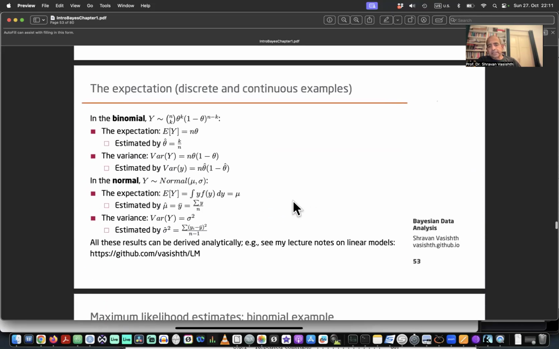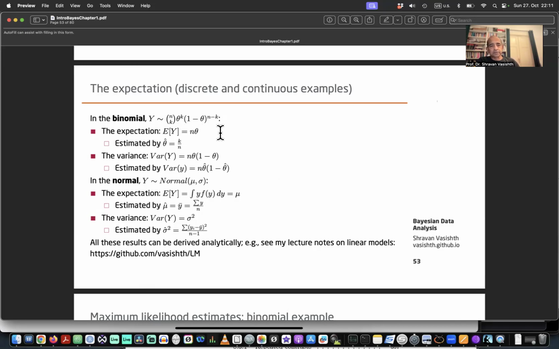Now, there are some analytical results in statistics which you can find in my online textbook. This one here, I also linked it in Moodle, right? So there are some analytical results for the expectation and variance of the binomial distribution and the normal distribution. For the binomial, the expectation is n times theta. N is the number of trials that you have.